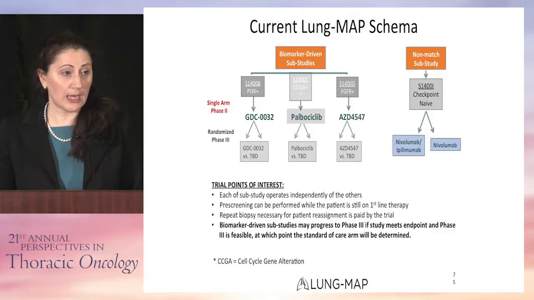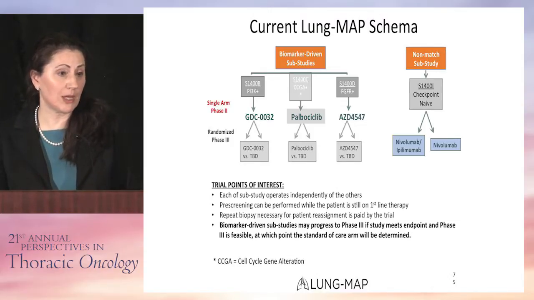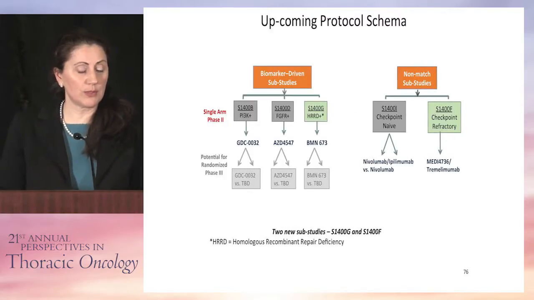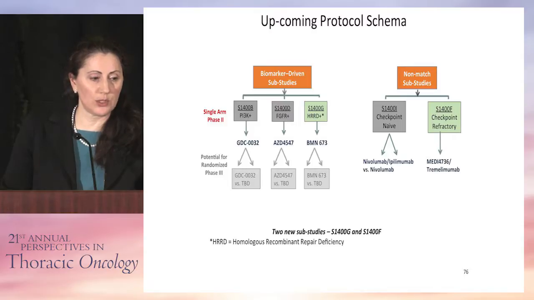The studies are single agent now, hoping for a high threshold response rate to proceed to randomization. So if the studies fail to demonstrate that, they're closed and substituted. Our non-matched sub-study at the moment is a checkpoint naive study with combination of nivolumab and ipilimumab against nivolumab. These studies are closing and are being replaced by a new sub-study for homologous recombination deficient tumors with the PARP inhibitor talazoparib, and then we will expand the checkpoint refractory arms with more combinations.